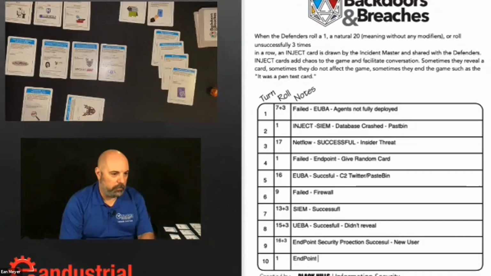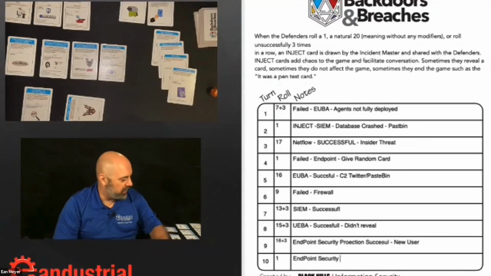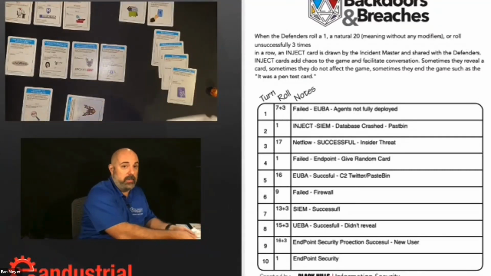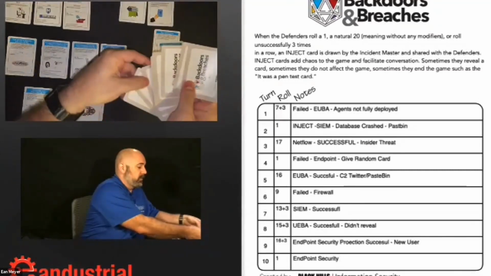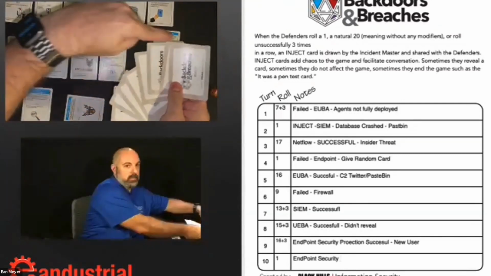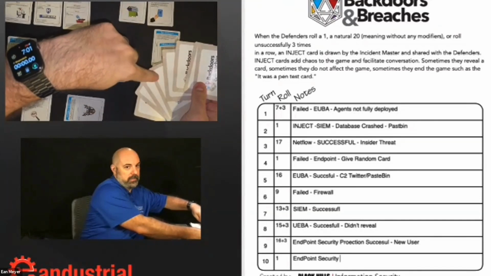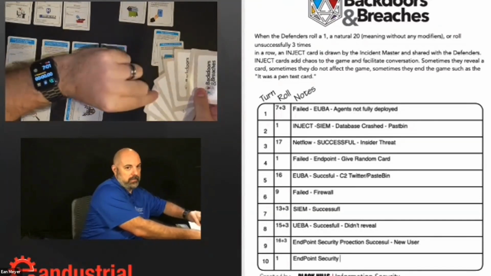Okay, so that's the end of the game. Let's actually look. Let's do the inject though, because maybe there's a magic save in here. So who's going to pull the inject? Because we rolled a 1. So tell me when to stop. Do it. There.